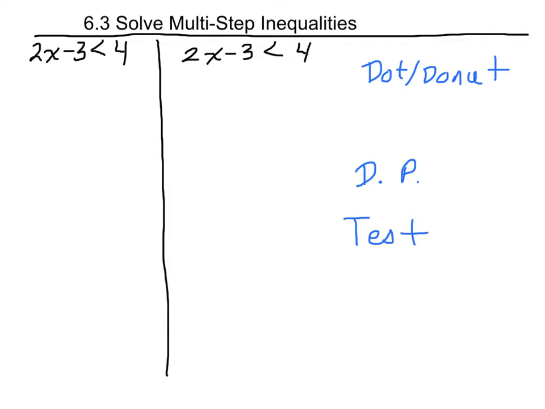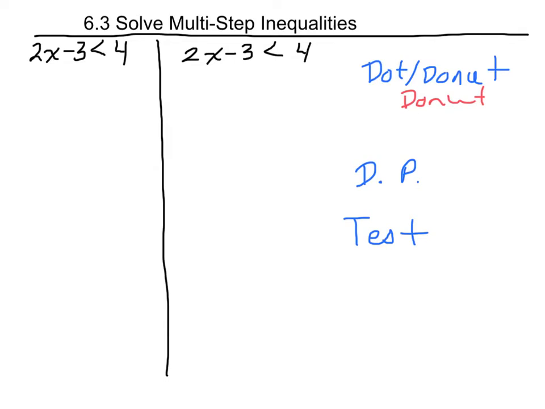So this is kind of one of the ones where problems get harder, but we do the same exact thing. Our first step, if we recall from before, is to look for a dot or a donut, and this one is going to be a donut because the inequality symbol does not have the equal sign. That right there tells me it's going to be a donut. And then we're going to solve it.